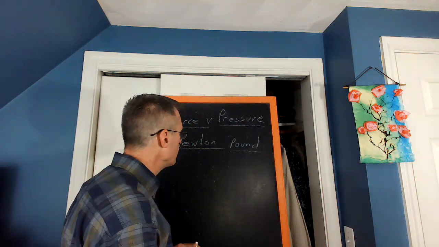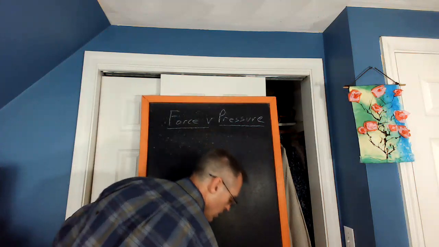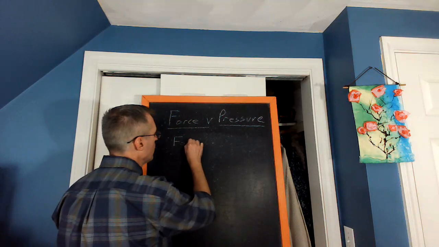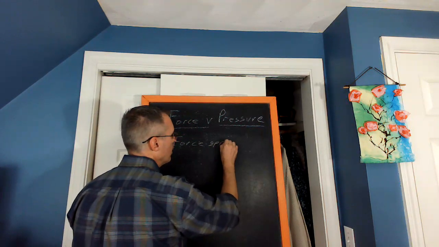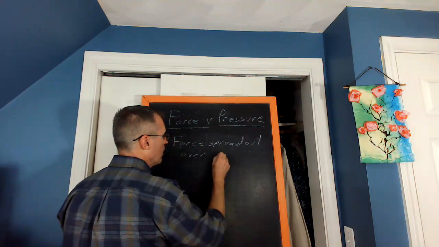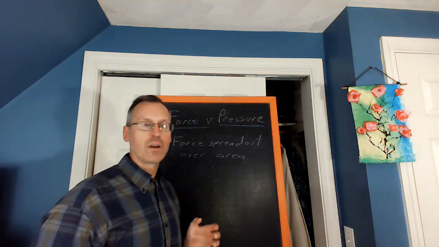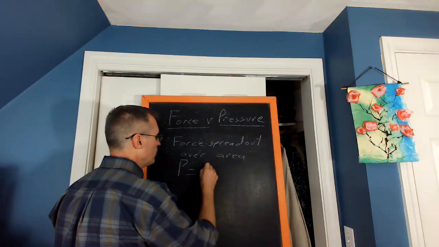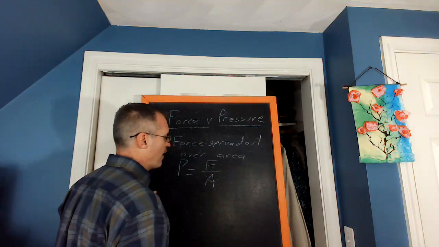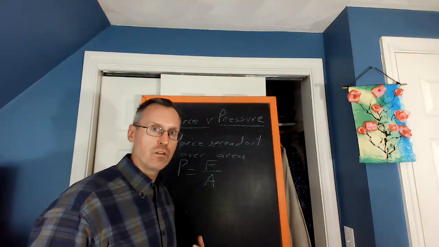All right, so that's what a force is. Now, pressure is a little bit different, although it's related to a force. Pressure is force spread out over an area. Okay, and there's an equation for pressure, and the equation looks like this. P for pressure is equal to force over area. F for force, A for surface area, like in square feet or square inches or something like that.